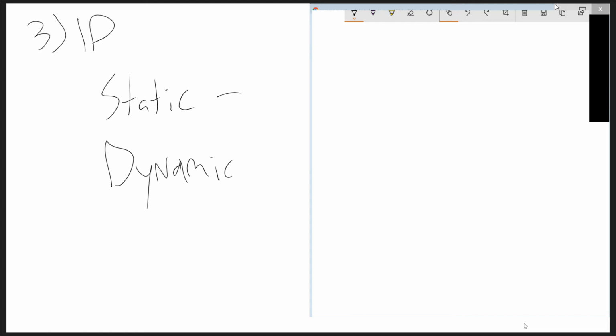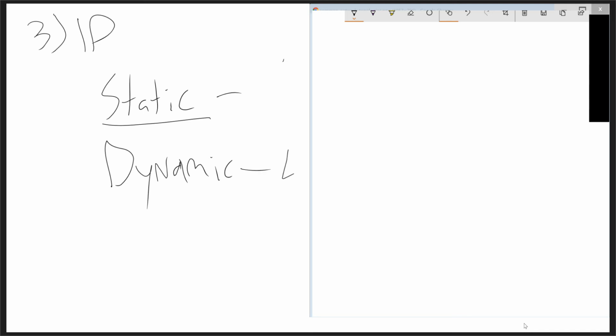Alrighty. So a static IP address is statically assigned to a specific machine. I got thrown off by my screen looking weird. A static IP is statically assigned to a specific machine. So this machine would have a static IP address, and that IP address would not ever change.